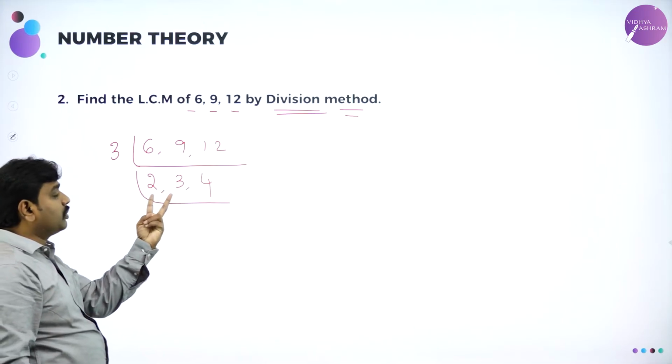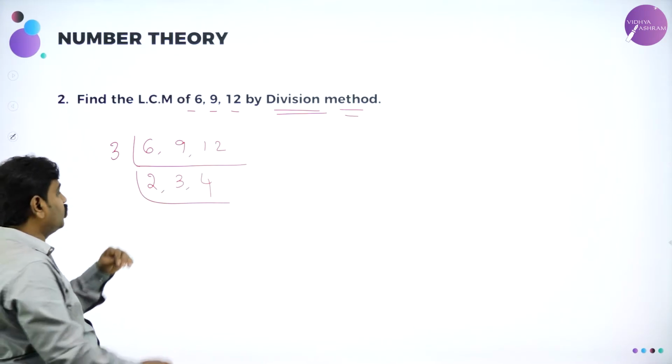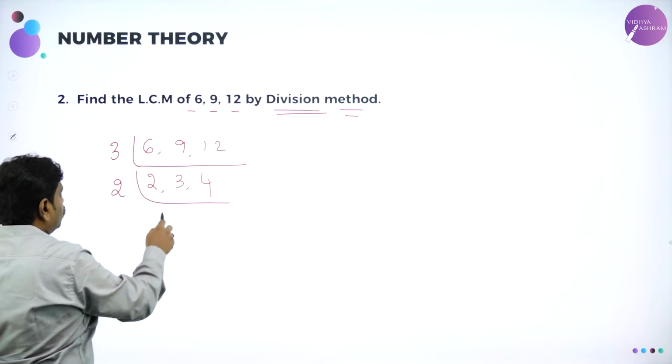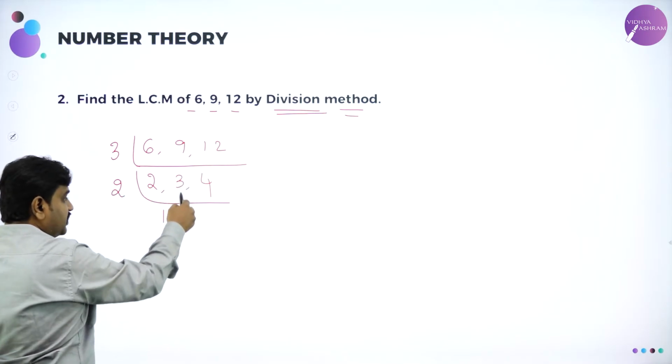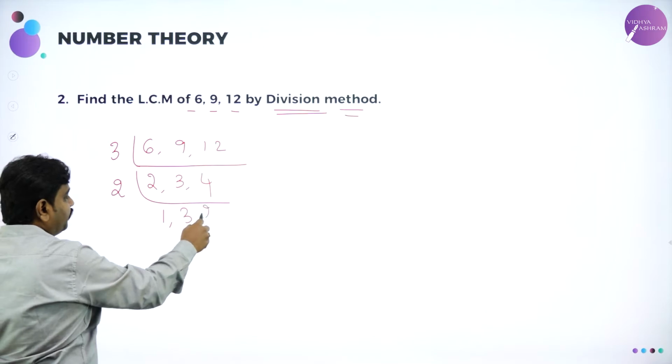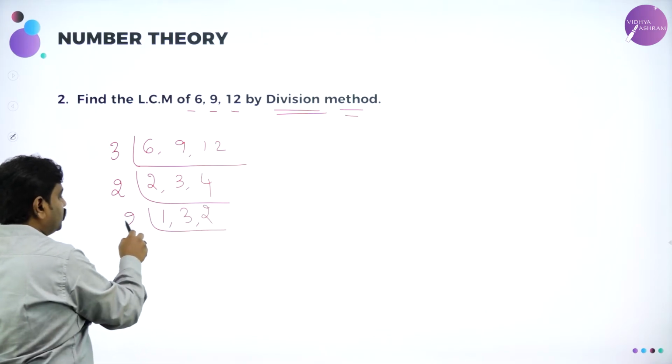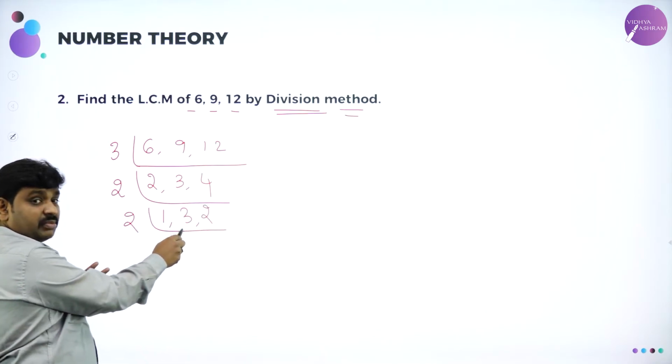Out of 2, 3, 4, the numbers 2 and 4 both are divisible by 2. I will take 2 now. 2 1s are 2. I will carry 3 because 3 is not divisible. Write 3 as it is. 2 2s are 4. Then again I will continue with 2.